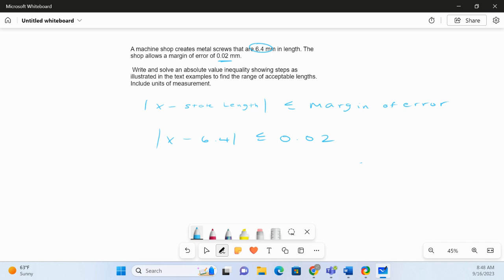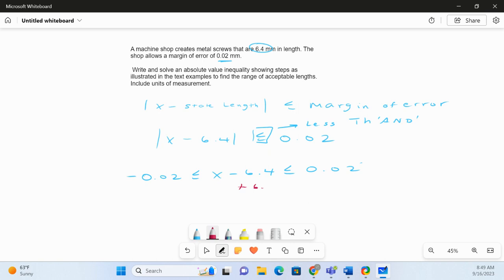Step two is now to solve that absolute value inequality. Now, because this one is a less than, I like to write it like this. When I set up my cases, I can set them up with the original statement in the middle, so x minus 6.4, and then we're going to put our inequality sign on both sides with the margin of error on each side. The right side has to be positive. The left side has to be negative. So if you're going to use this, this is how you set it up. And then you're going to solve the case from the middle.